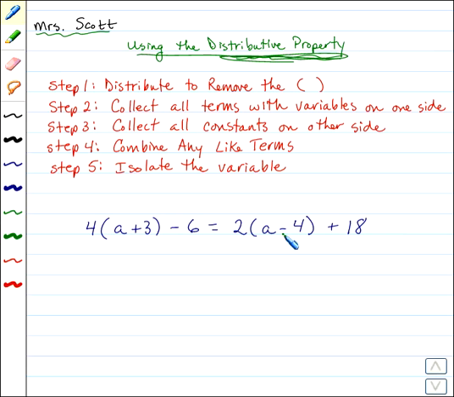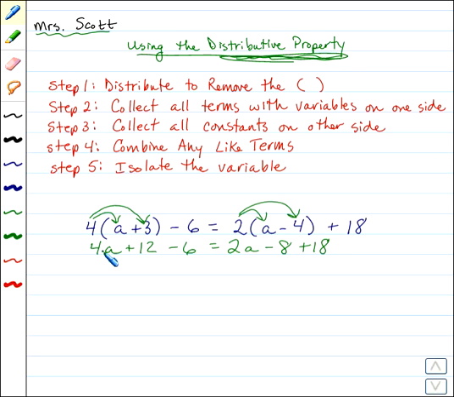You'll notice that I have 2 sets of parentheses, one on each side of the equal sign. And our first step is we're going to distribute to remove the parentheses. So remember, when we distribute, we're going to multiply times each term inside the parentheses. So I'm going to get 4a plus 12. Now I'm just going to bring down that minus 6 equals, and again I have to distribute to get rid of the parentheses. So it's going to be for each term here. So 2a minus 8 plus 18.